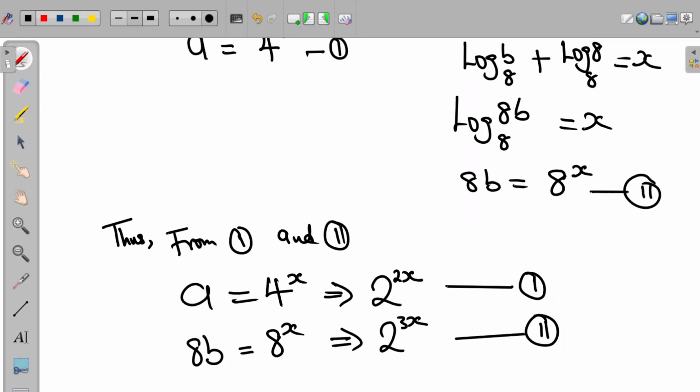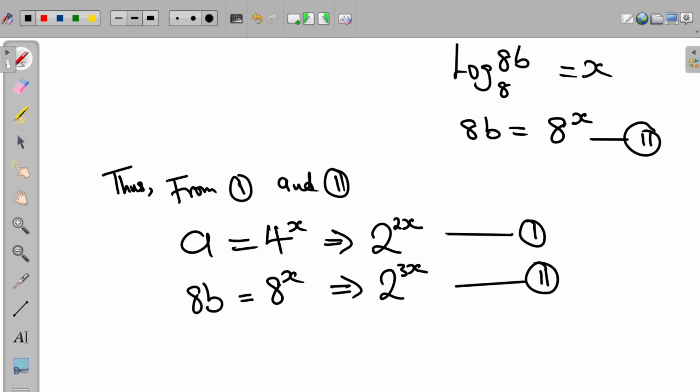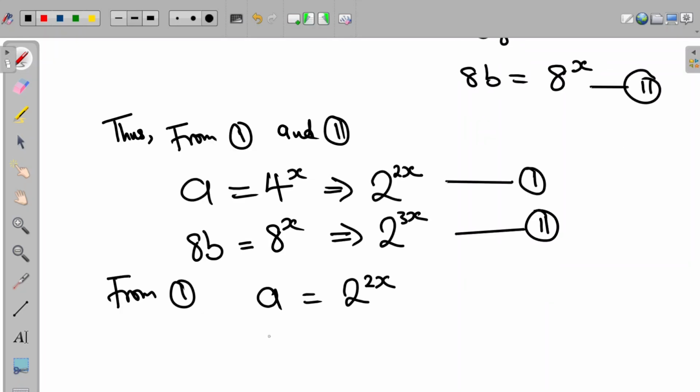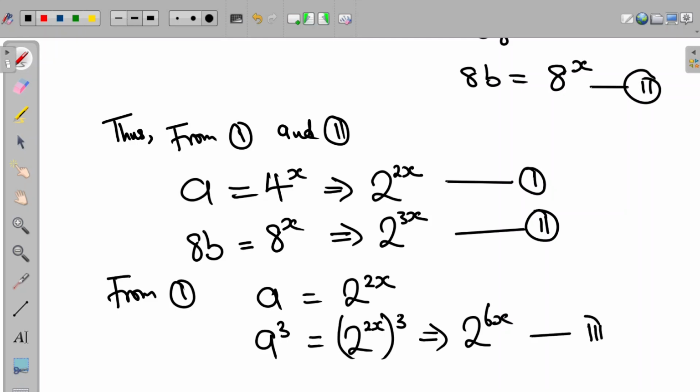Now, for us to obtain the relation required, we eliminate x by expressing a and b to equal powers of x. So from equation 1, a is equal to 2 raised to the power of 2x. So we have that a raised to the power of 3 will be equal to 2 raised to the power of 2x, all raised to the power of 3. So this can be expressed as 2 raised to the power of 6x. Let's call this equation 3.